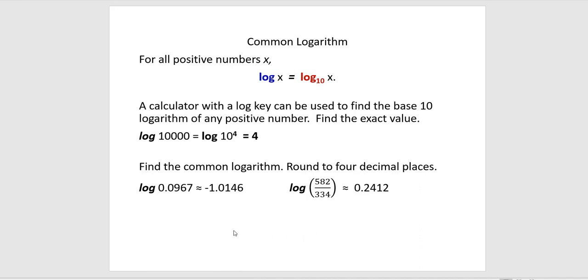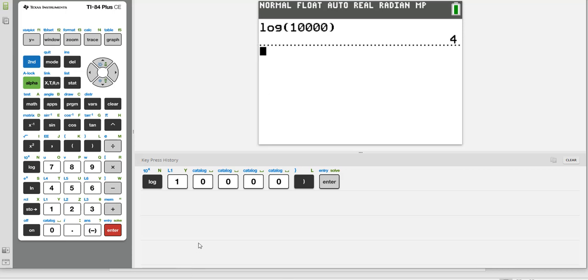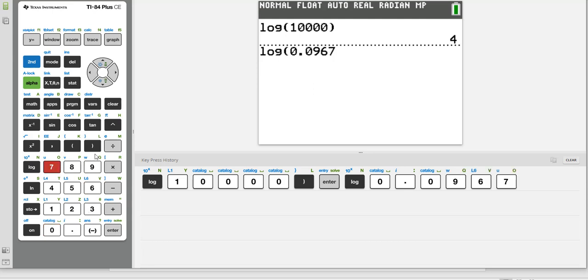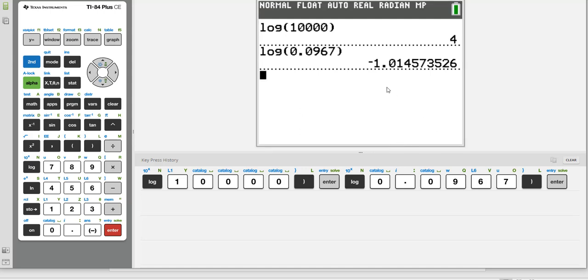On the next two problems, these cannot be done by hand. They require a calculator. To solve the second problem on the TI-84 calculator, press log, type in 0.0967, and press the close parentheses. Press enter. After rounding to 4 decimal places, we get negative 1.0146 as our answer.